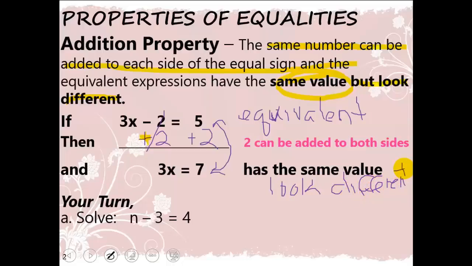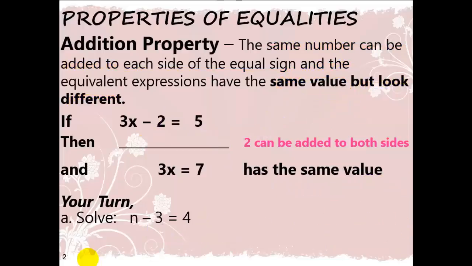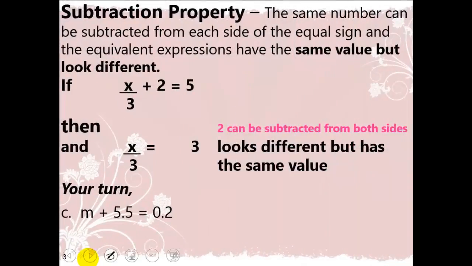Okay, why don't you try A down here, hit pause, and solve that equation using the addition property. If we do that, we're going to add 3 to both sides, which says that n equals 7. These are equivalent. Sorry, that looks real messy.